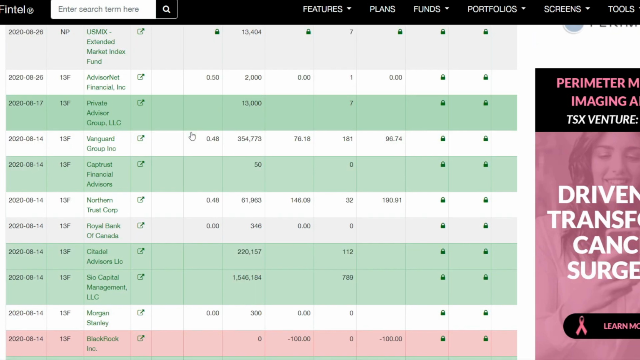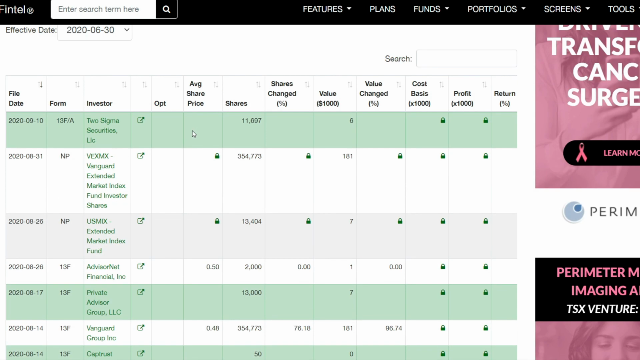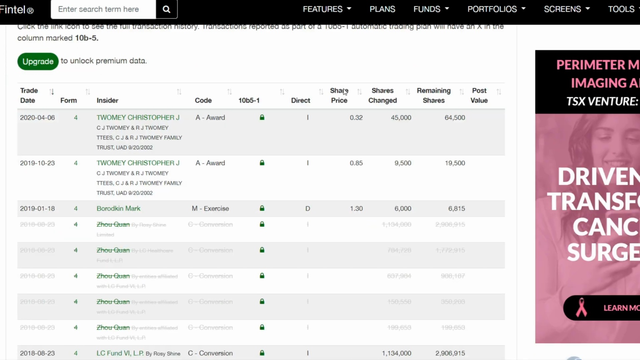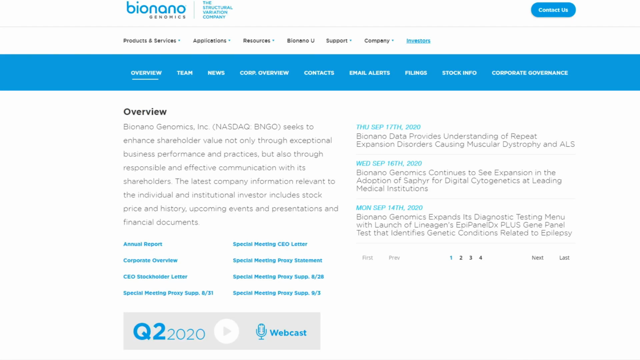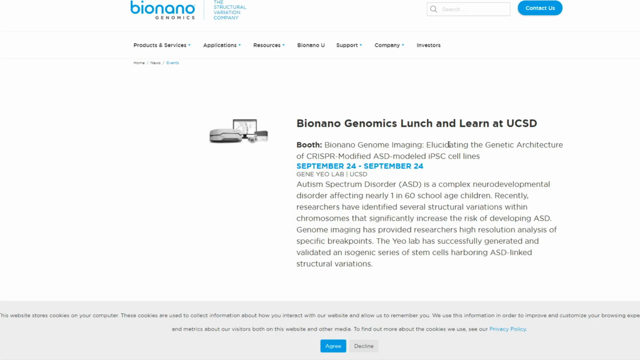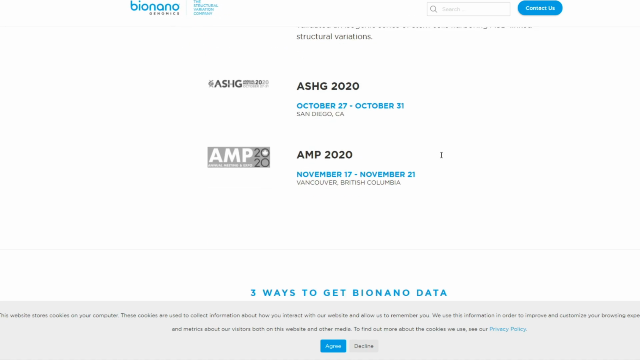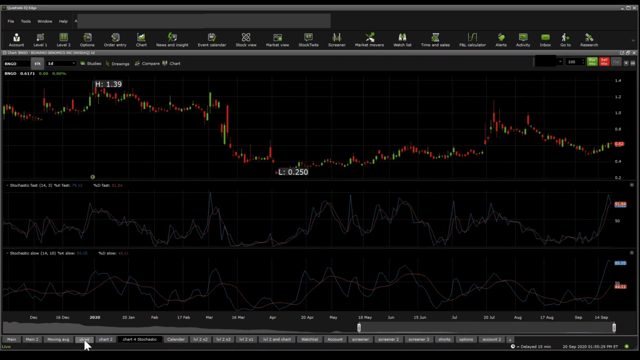Now, if we look into institutional buyers, the last significant one was on the 10th, where they added almost 12,000 shares. If we're looking at insiders, we don't see much insider transaction. In the overview of the company, they have an event happening on September 24th for the Bionano Genomics Lunch and Learn at UCSD. And then they sponsor different events, ASHG in October and AMP in November.